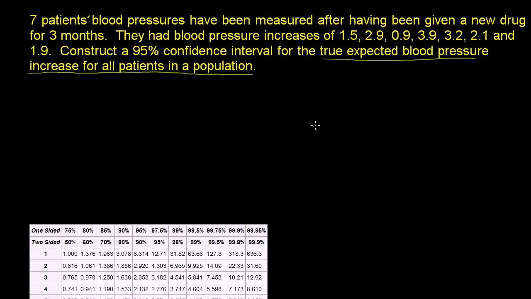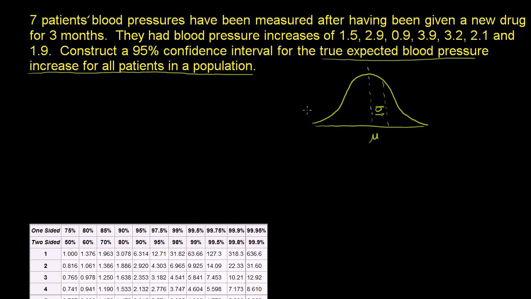So there's some population distribution here. It's a reasonable assumption to think that it is normal. It's a biological process. So if you gave this drug to every person who has ever lived, that will result in some mean increase in blood pressure, or who knows, maybe it's an actual decrease. And there's also going to be some standard deviation here. It is a normal distribution.